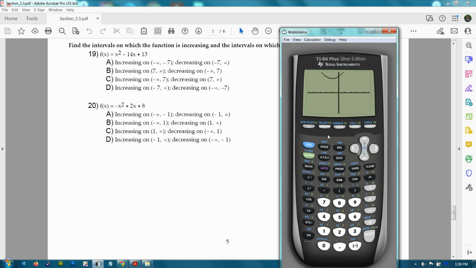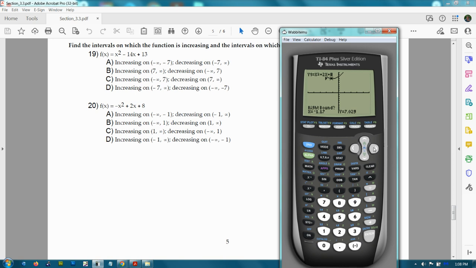And once again, I could do this. I could go to second function, hit my trace key. I know that's a minimum point. The parabola opens upward. He says he wants me to be to the left. I'm right arrowing, and right there is about negative 1. So I want to go to the left of that. That's to the left. And now he says to the right.